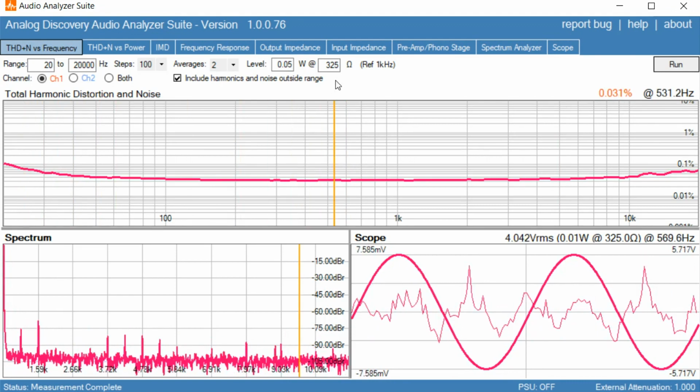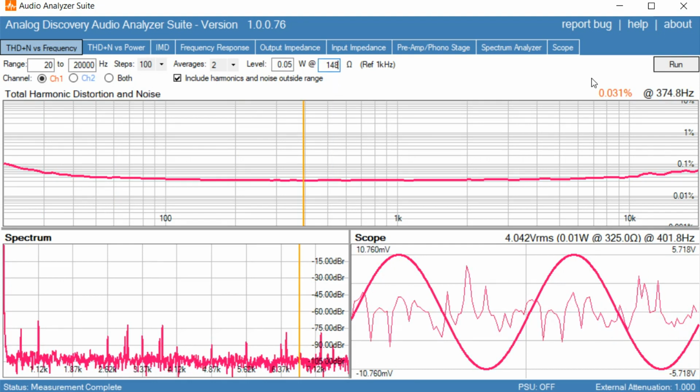So 325 won't be getting into realistic headphone territory. Some of the top Sennheisers are about 300 ohm. So let's try 150 ohm. And I've hooked up a 148 ohm load, so let's go again.